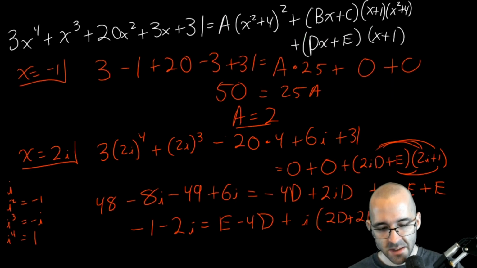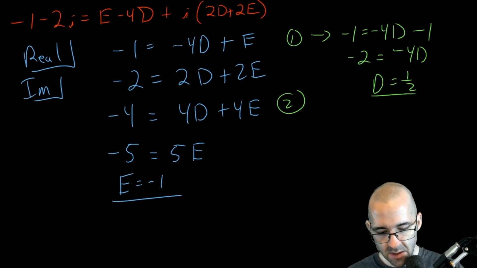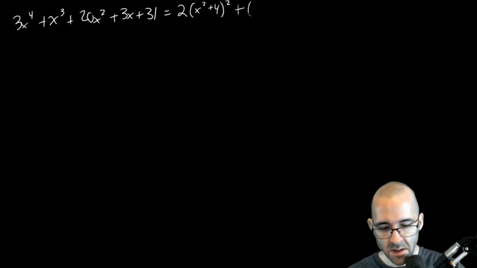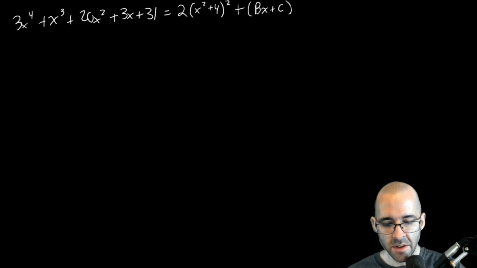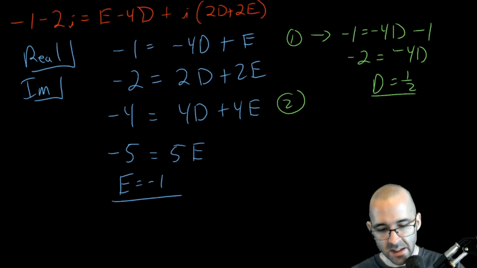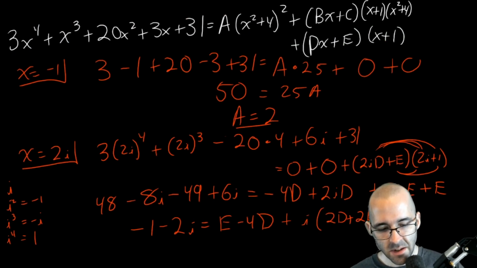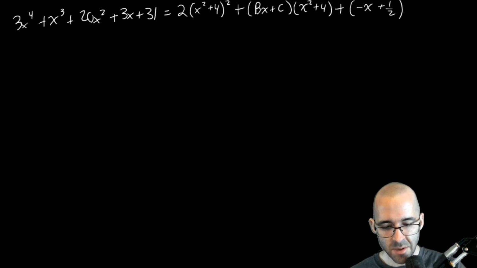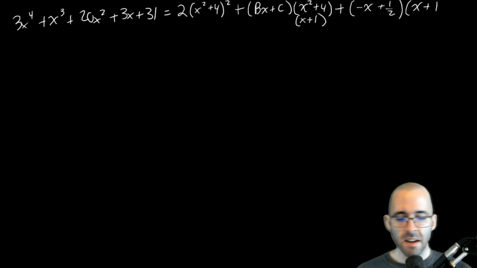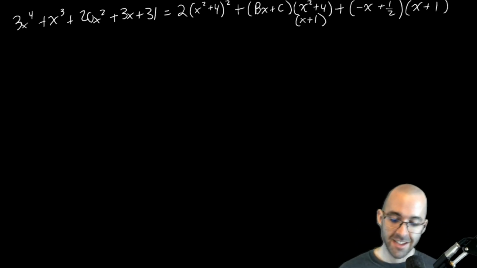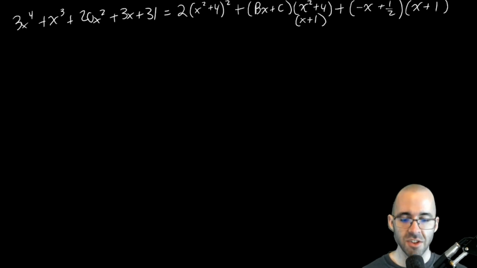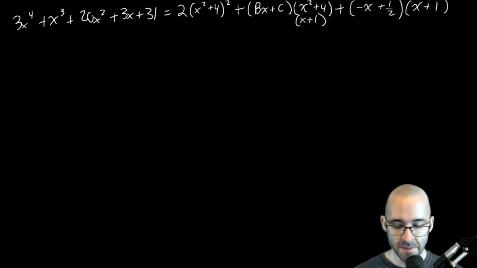And then plus bx plus c. Oh, we don't know b or c. And that's going to be one of these guys. Plus, now we do know this last part, e is negative 1 and d is a half. So negative x plus a half times this last part, which is x plus 1. Oh, and there's an x plus 1 on this guy too. All right, and now we got to FOIL this out. And then we can look at coefficients, just the coefficients that we need for b and c.